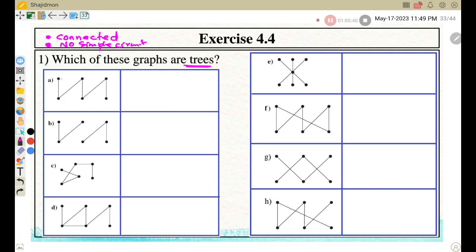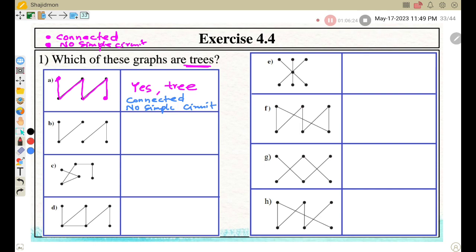So the first one, you can see here there is no simple circuit, correct? It is all connected. Each vertex is connected with the others. There is a path between each of the vertices, and there is no simple circuit. A circuit means something like this, which is not there. So that graph is a tree. Why is it a tree? Because it is connected and has no simple circuit. So we need to write the reason: it is connected and no simple circuit. Hope you understood that question.